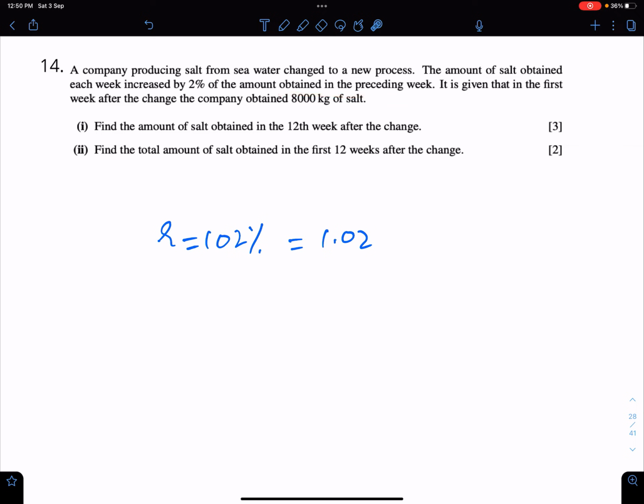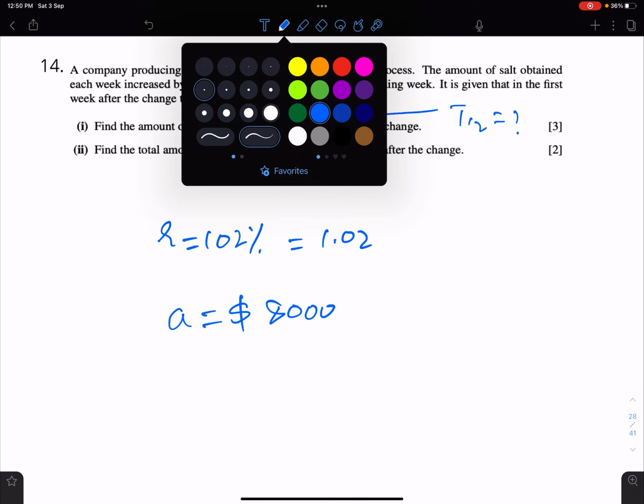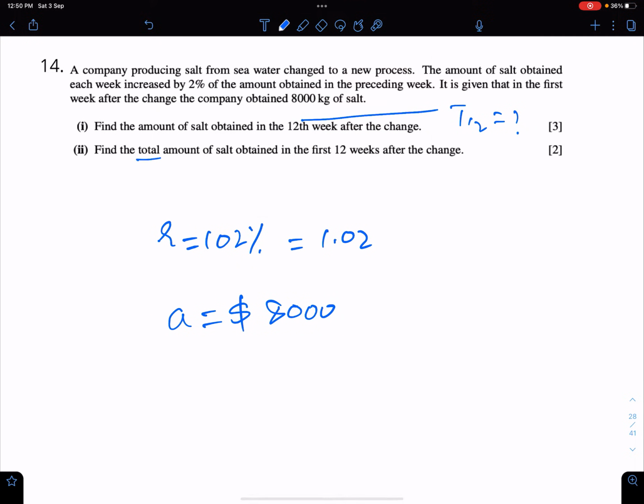It is given that in the first week after the change, the company obtained this. This is the first term. Find the amount of salt in a particular week, which is T12. So T12 means the 12th week. Total amount in the 12 weeks, so we need S12.